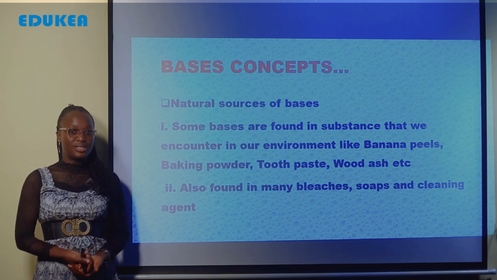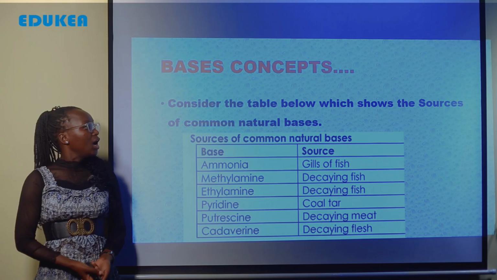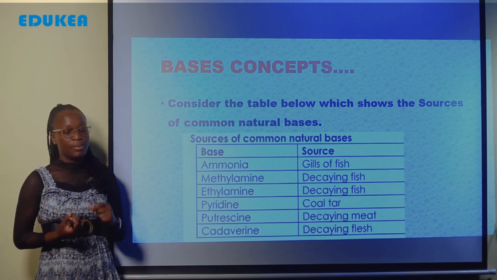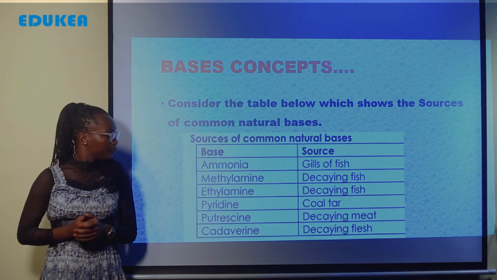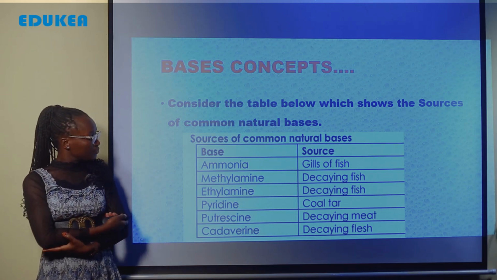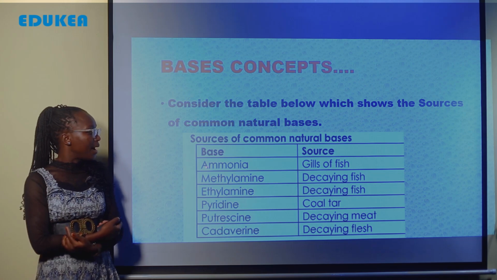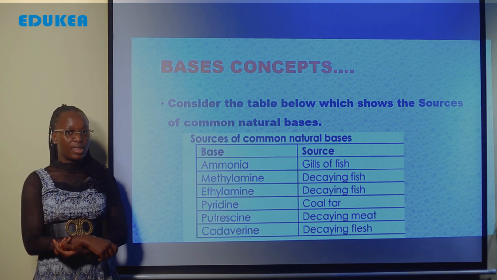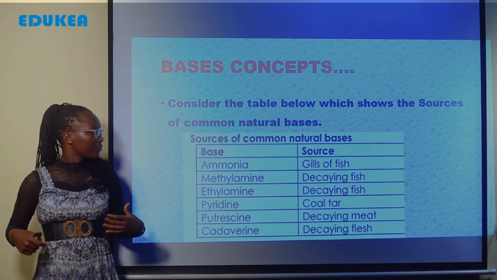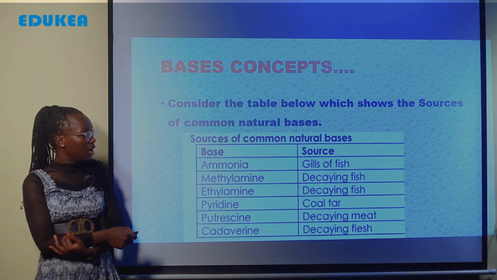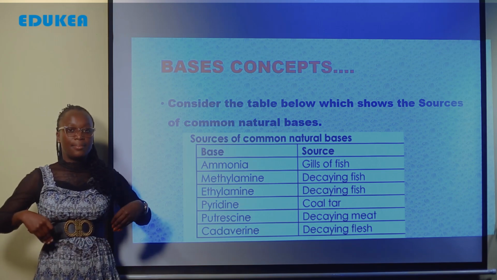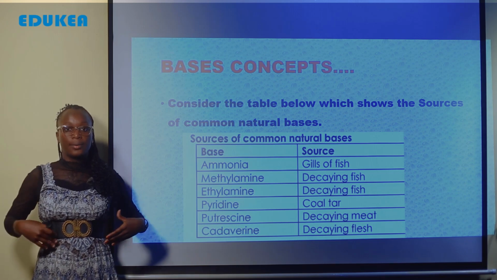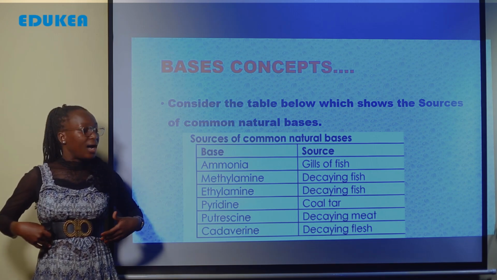Okay, consider the table below which shows the sources of common natural bases, kwamba zile natural bases ambazo tunaziona. The common natural base we have is ammonia, and its source is gills of fish. Kwenye zile gills za samaki zile, we have the ammonia. They call it gills, zile gills za samaki anazotumia kwenye kupumua. Those are made of the base which is ammonia, and it's natural.